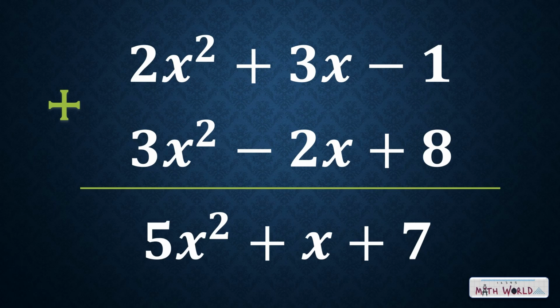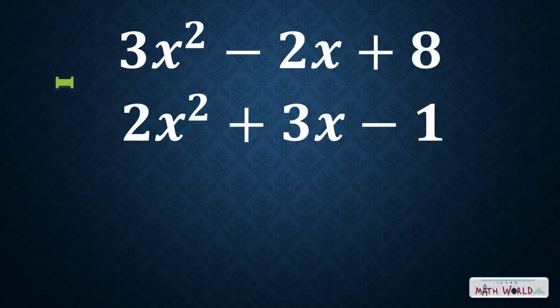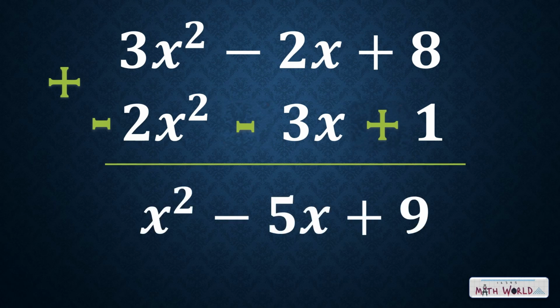Now let's subtract the first polynomial from the second. We do this by distributing a negative sign to each term in the second polynomial and then adding the resulting polynomials together. So 3x squared plus -2x squared equals x squared. -2x plus -3x equals -5x. And 8 plus 1 equals 9. So the answer is x squared minus 5x plus 9.